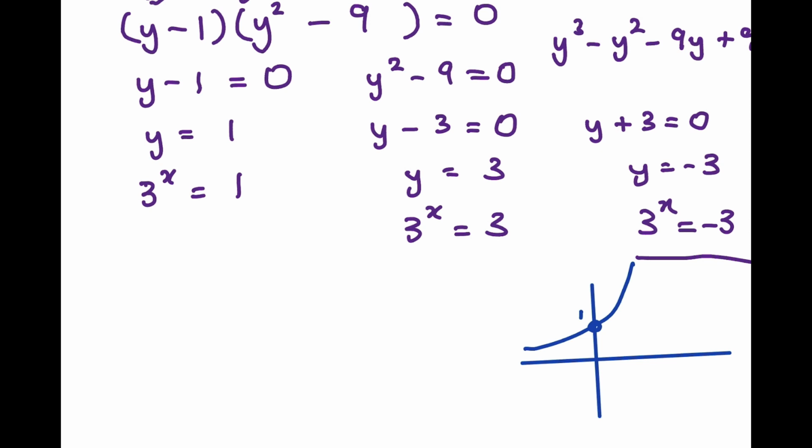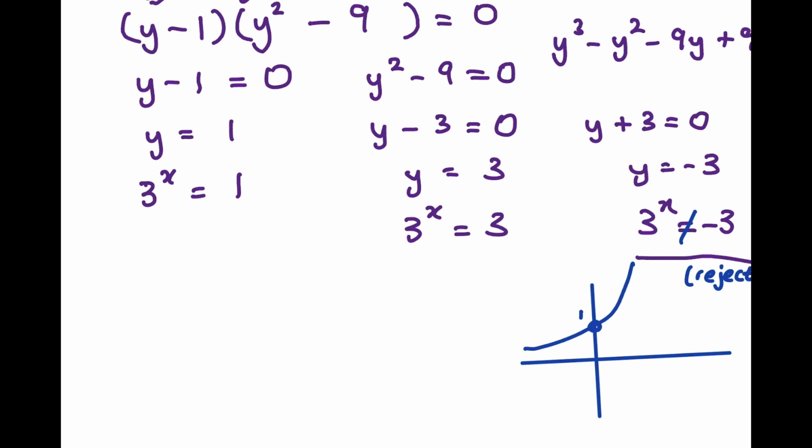Now, can you see that there are no negative y values? In other words, every single output of 3 to the x is positive. It's always above the x-axis. So 3 to the x can never equal minus 3. So we're going to put a not equal sign here. We reject this value. And then let's look at our other two solutions. Do they work? And if so, let's find what x equals.